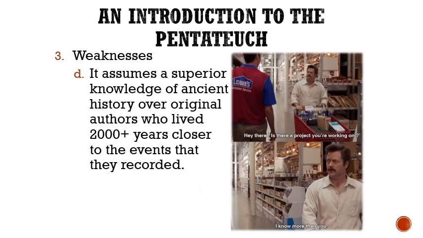And lastly, this view assumes a superior knowledge of ancient history over the original authors who lived 2,000 plus years closer to the events that they recorded. We must understand that the true explanation for the usage of these names of God is to be found in the context from which they occur, not as a conclusion that they were different writers.